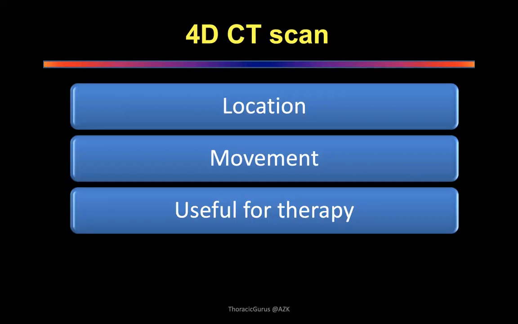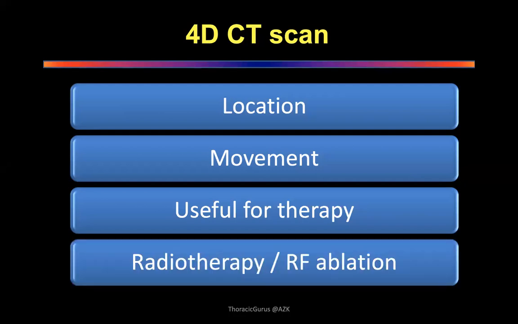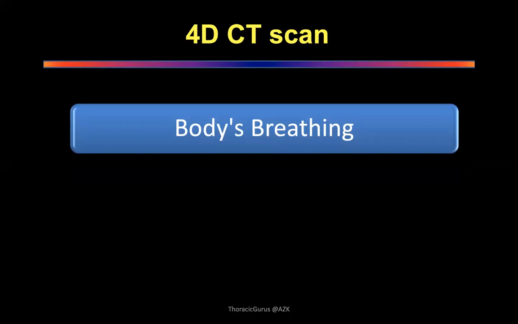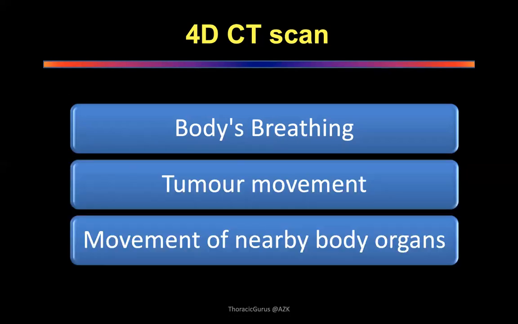So this is very useful. The 4D CT scan is a new technology which is very useful for therapy, particularly when you're doing radiotherapy and RF ablations. The 4D CT scan actually gives you value by telling you that in inspiration, the tumor is 1 centimeter below, in expiration, the tumor is 1 centimeter above. So it's a very good technology which takes into account the body's breathing, the tumor movement, and more importantly, also the movement of the nearby body organs.